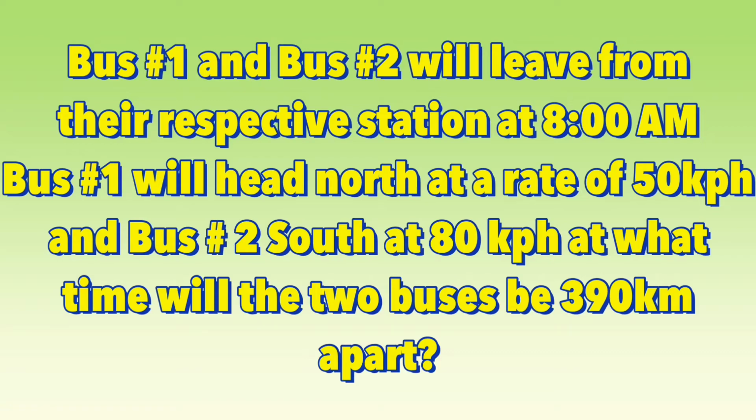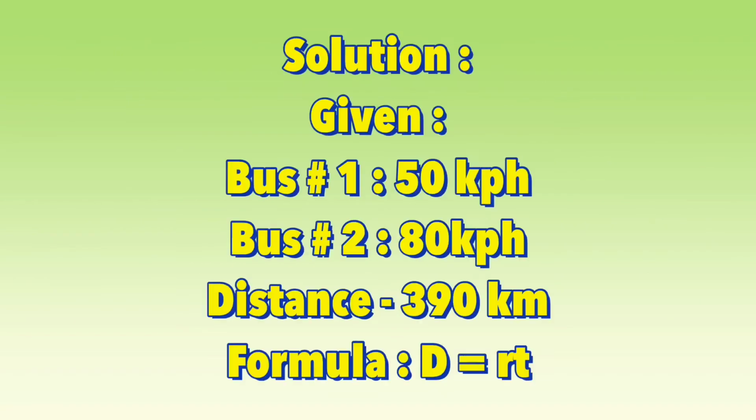Our solution, given: bus number 1, 50 kilometers per hour the rate. Bus number 2, the rate is 80 kilometers per hour. And the distance covered is 390 kilometers. Our formula, D equals RT. Equation: D equals the distance for bus 1 plus the distance of bus 2. And solve the equation, D equals the first bus distance and the second bus distance.